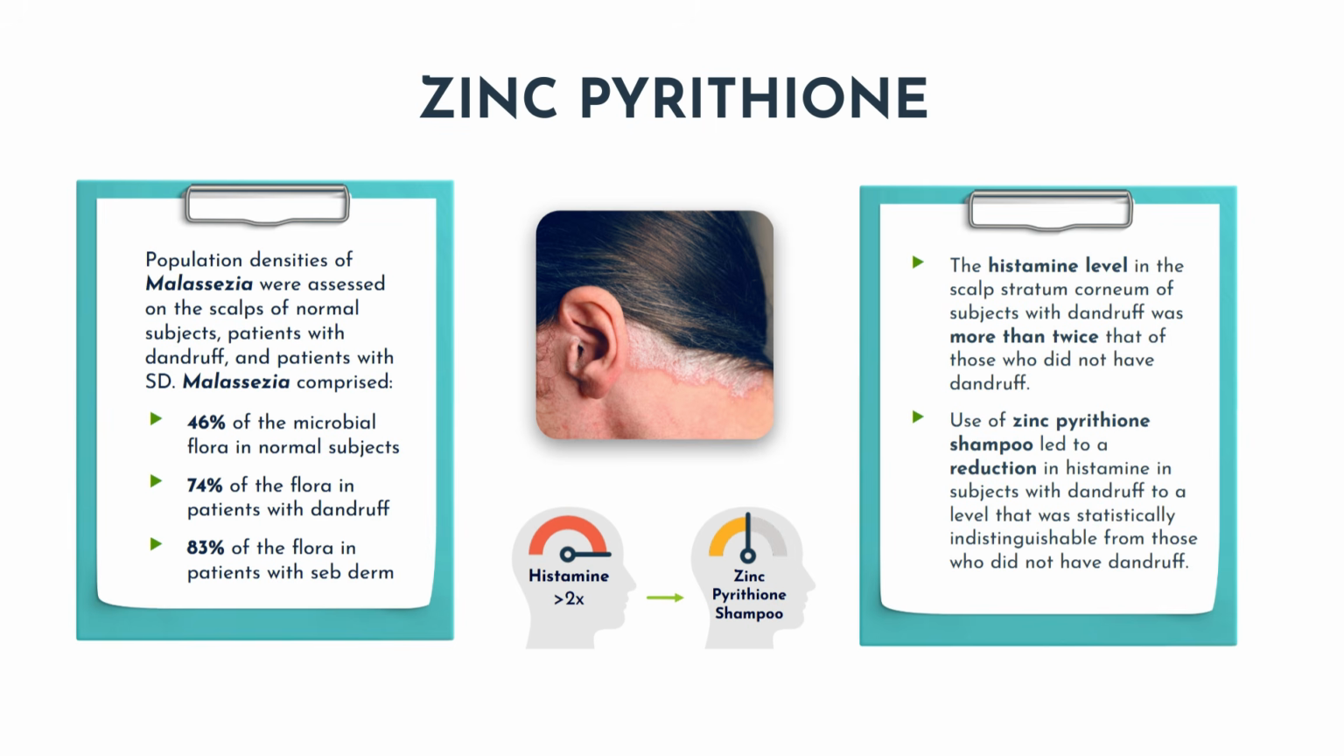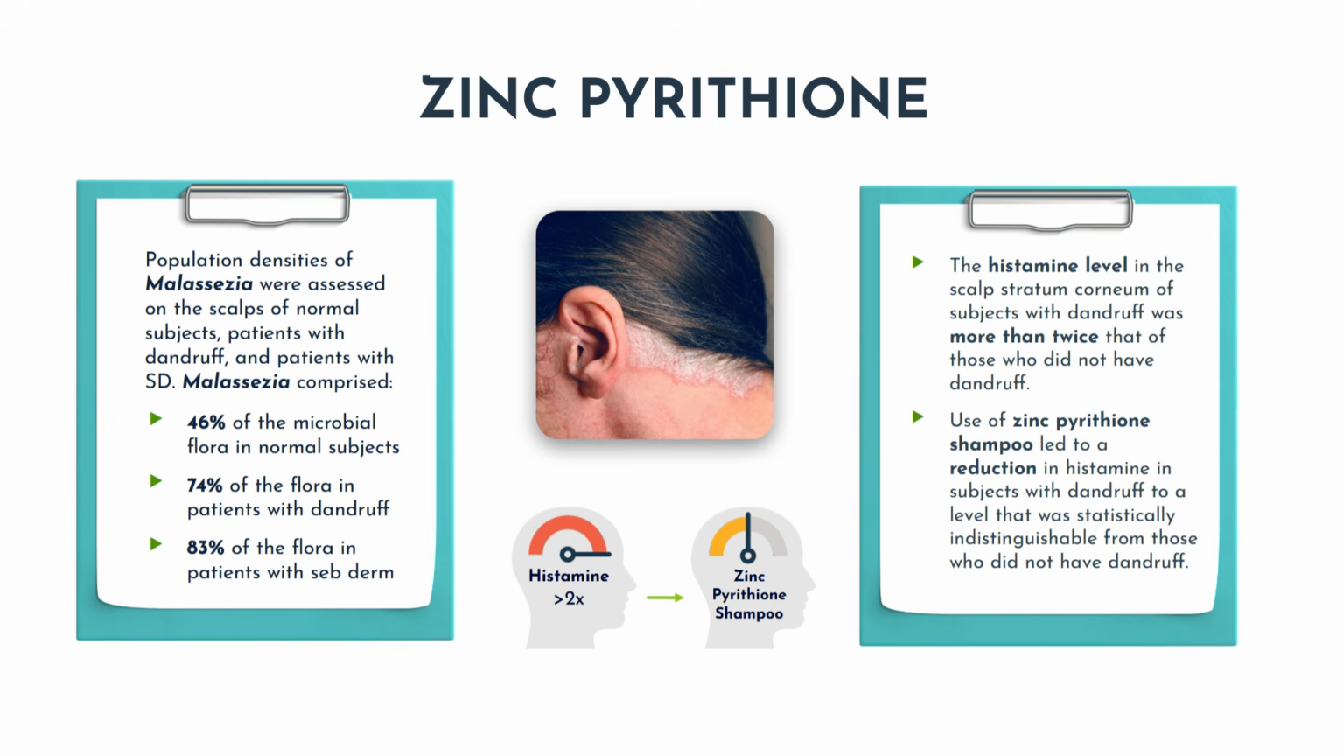And for our dandruff patients, we can see them scratching at their scalps a lot. The histamine level in the scalp stratum corneum of those with dandruff is more than twice that of people who do not have dandruff. And of course, histamine is going to make them itch.